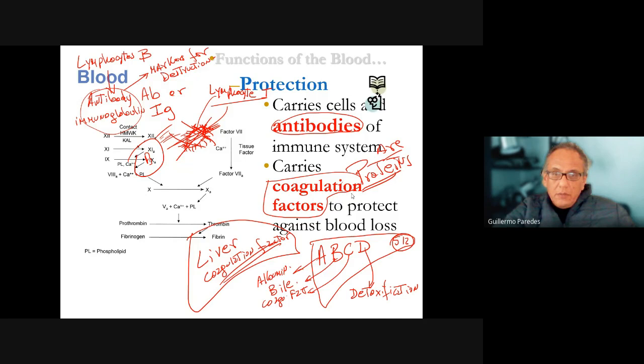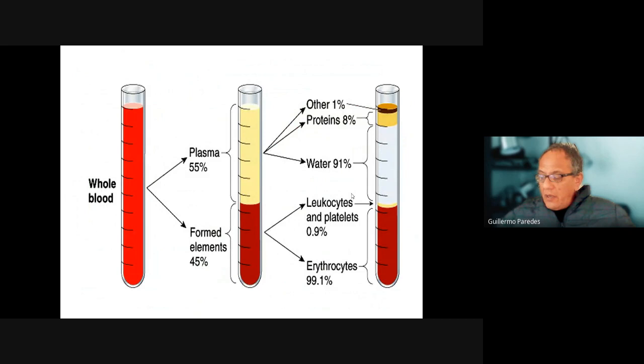Okay. All right, so let's talk about the blood. Here we have whole blood. This is a laboratory tube. When they take a sample of blood, you have all this. This is red, all right? They have some measurements here. Depending on the lab, tubes may be a little bit bigger or smaller, but they have a measurement here.